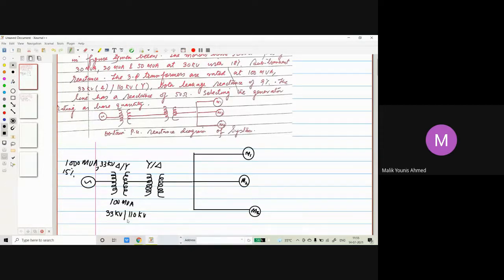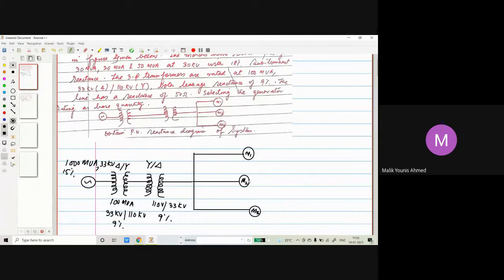The reactance he has given, both leakage reactances, is 9%. On this side, definitely a star delta, it will be 110 kV on this side divided by 33 kV on the other side. This is the ratio of the transformer. And again, the leakage reactance for the second transformer will also be 9%.